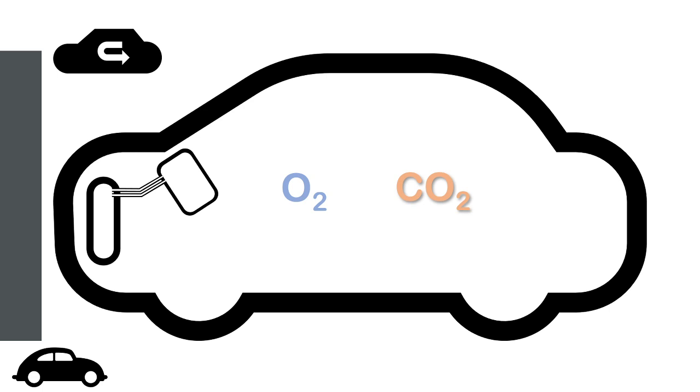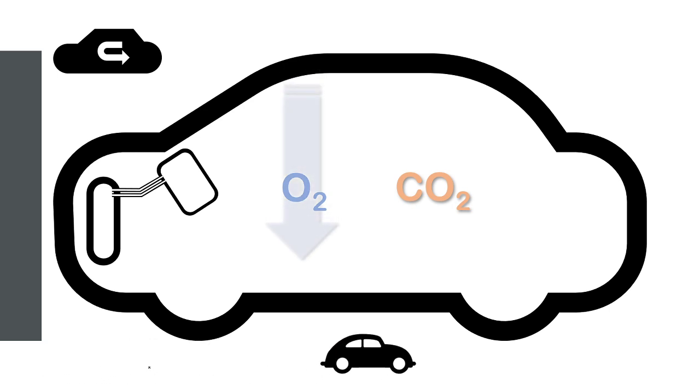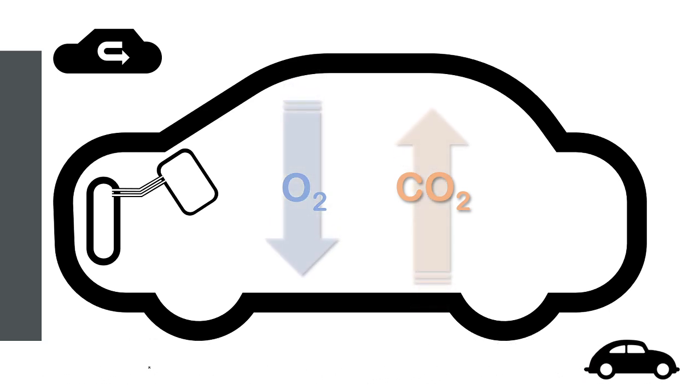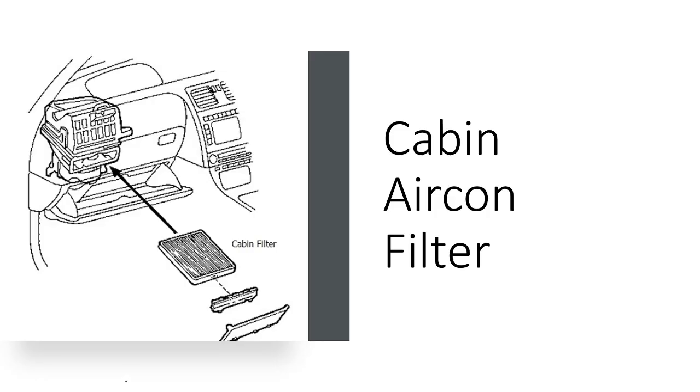If you are traveling for a long distance, say for more than an hour, the oxygen level in the cabin will come down and the carbon dioxide will increase. This is because there's no fresh air coming from outside. When the oxygen is low, you will feel tired. So it's always advisable to turn off the recirculating button for 15 minutes after 45 minutes of driving.